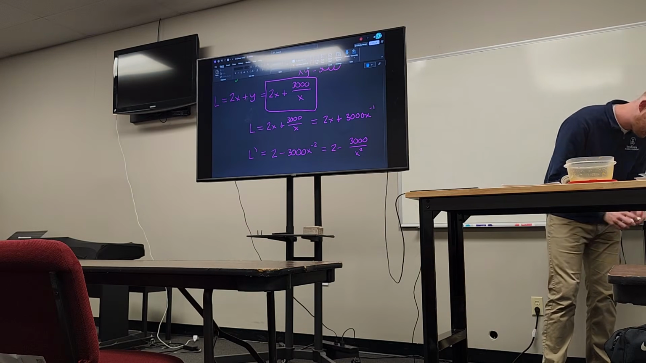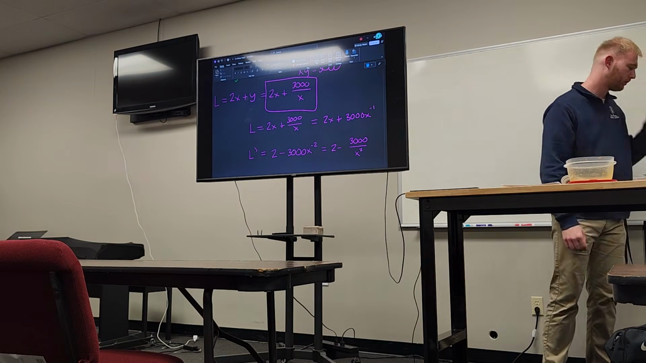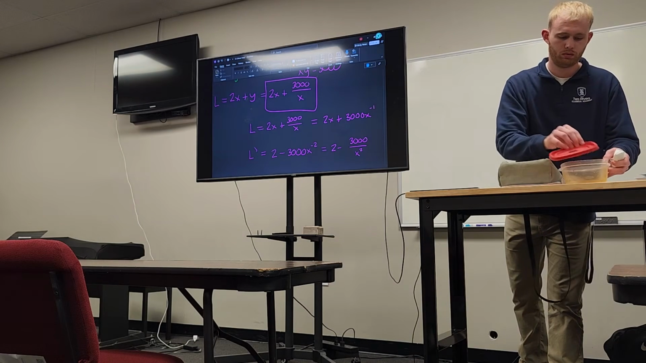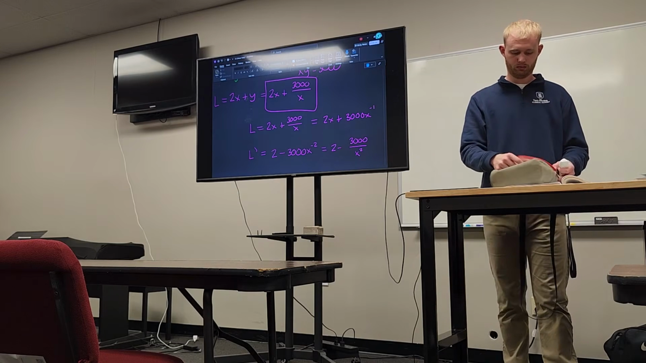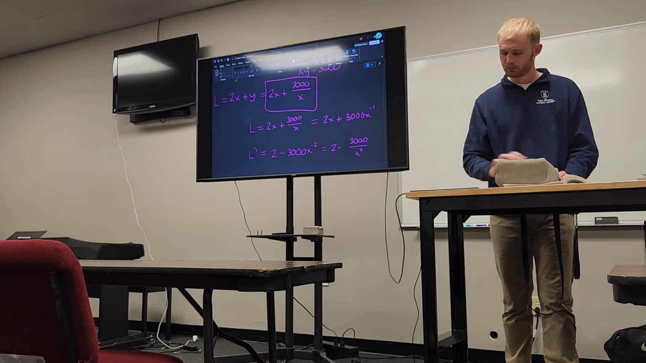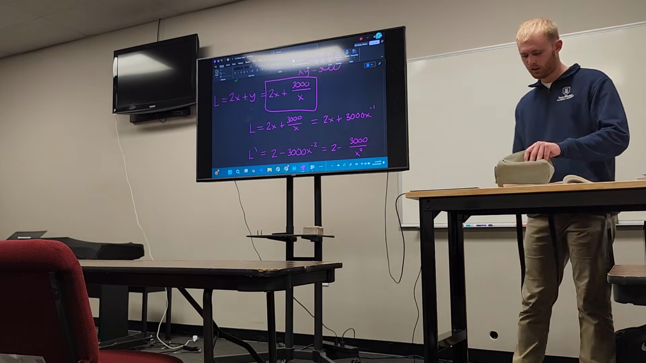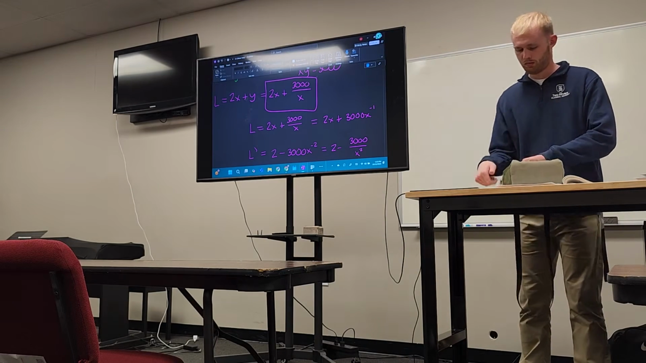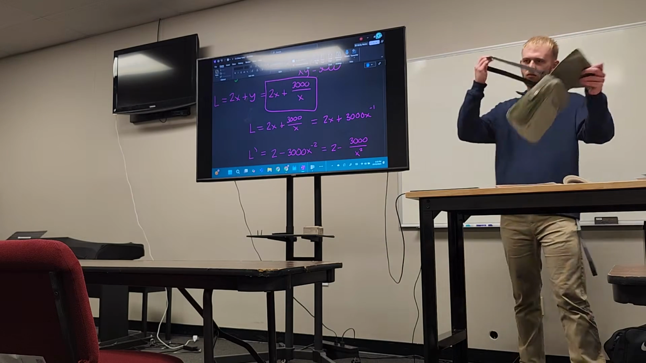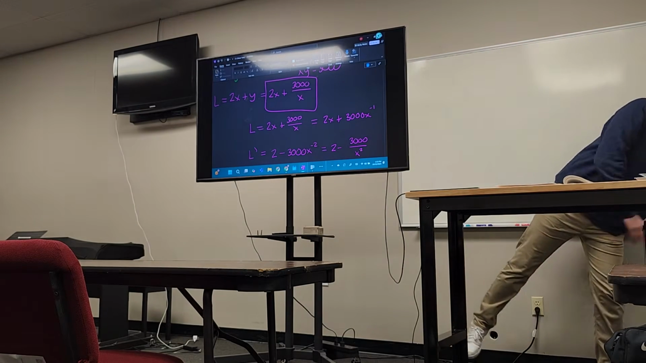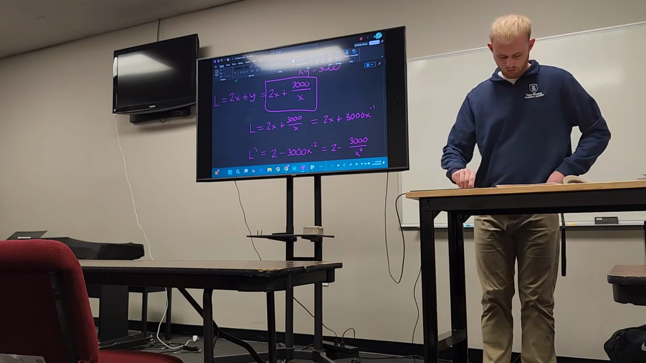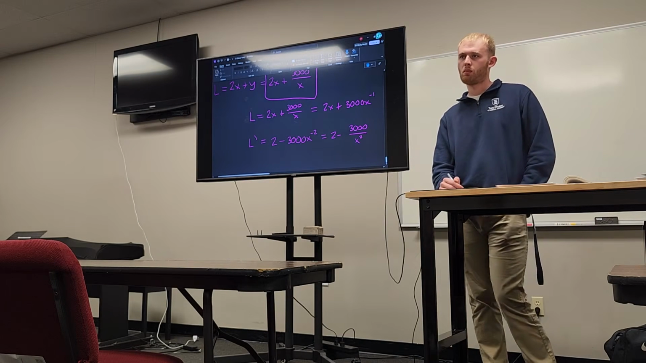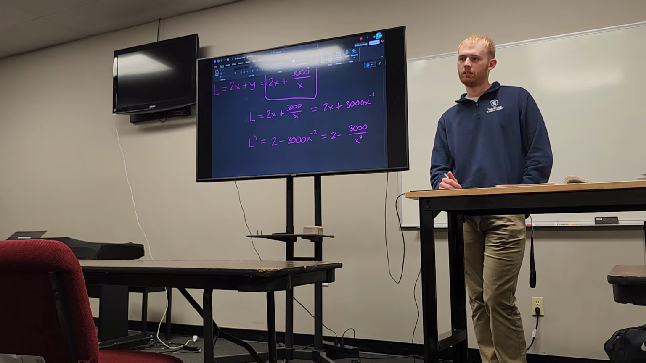So L prime is equal to 2 minus 3,000 x to the negative 2. Yeah, L prime is 2 minus 3,000 x to the negative 2. So it'd be negative 3,908 x to the negative 2. What? Because you got a minus. No, it's order of operations. The exponent comes before. The multiplying and exponents come before, yeah. So it's 2 minus that.